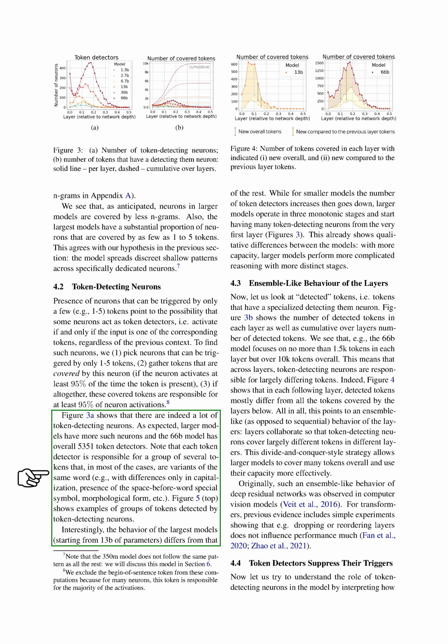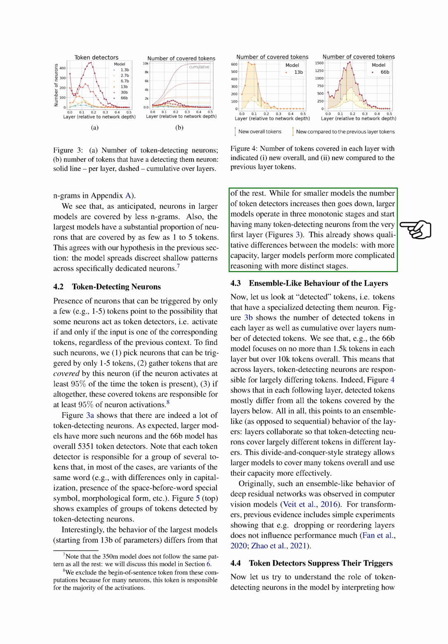Interestingly, the behavior of the largest models differs from that of the rest. While for smaller models the number of token detectors increases then goes down, larger models operate in 3 monotonic stages and start having many token-detecting neurons from the very first layer. This already shows qualitative differences between the models. With more capacity, larger models perform more complicated reasoning with more distinct stages.